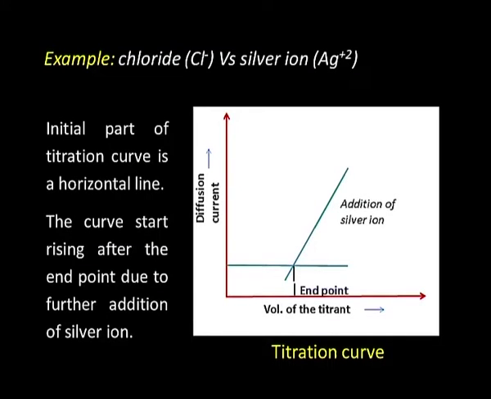In this case, as we can see here, the diffusion current is practically constant in the beginning and then at one point it starts increasing. We are adding silver ions and therefore, if we plot volume of the titrant and diffusion current, we can see a clear cut increase and the intersection of the two straight lines gives us end point. Here the initial part of the titration curve is almost a horizontal line and the curve starts rising after the end point due to further addition of silver ions, which starts reducing and you can see a clear cut end point in this case.